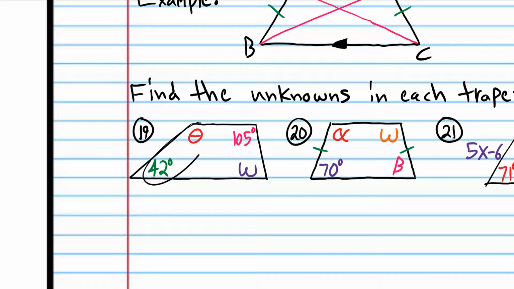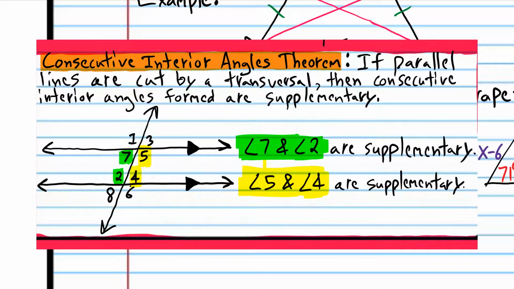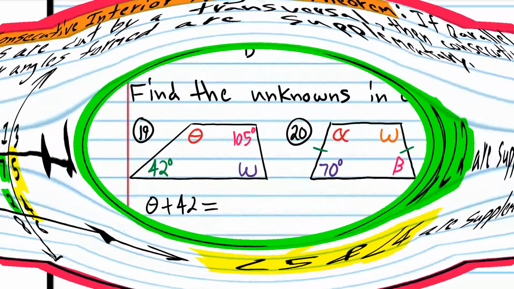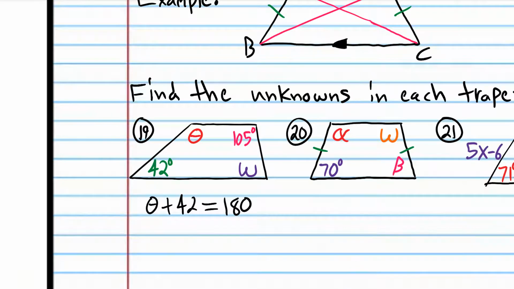So these two angles, because these sides are parallel, you have a transversal through them, and consecutive interior angles are supplementary. So that means that theta plus 42 must be equal to 180. And so theta is equal to 138 degrees. So that was step 1.